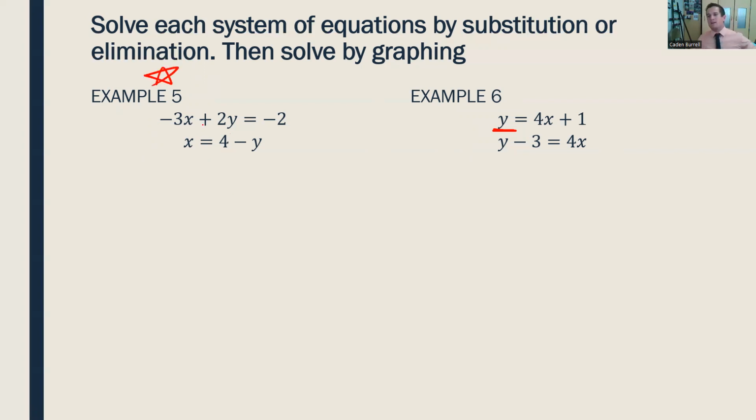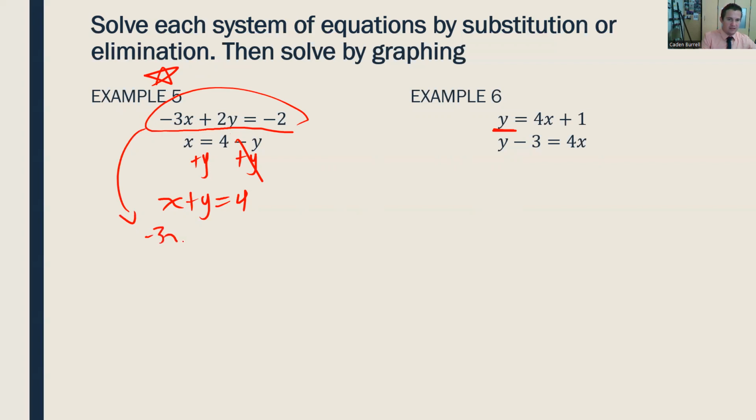In order to do that, since this top equation has x and y on both sides, in the bottom equation I'm going to get x and y on the same side. So I'm going to have x plus y equals 4. Then this top equation, let me just rewrite it down below here: -3x plus 2y equals -2. If I were to add these two equations together right now, it wouldn't really help me because I'm not going to eliminate a variable. So I'm going to have to manipulate one of these equations in such a way so that when I add them together, one of the variables disappears.